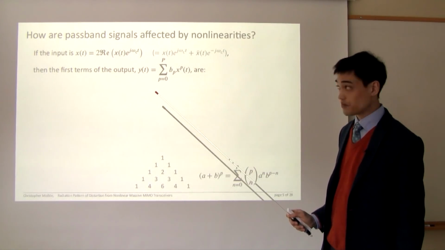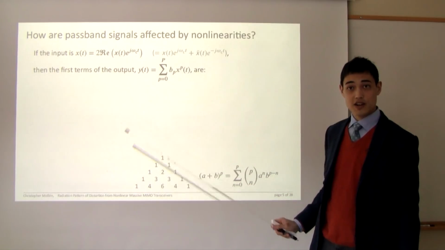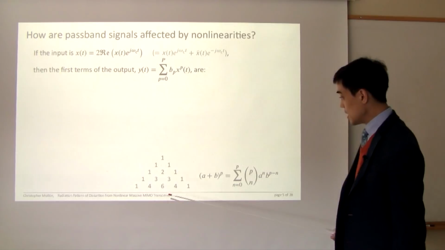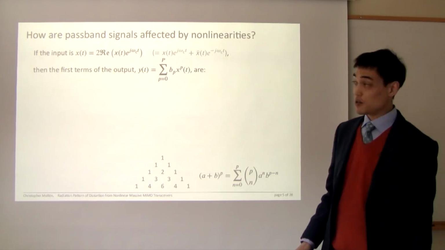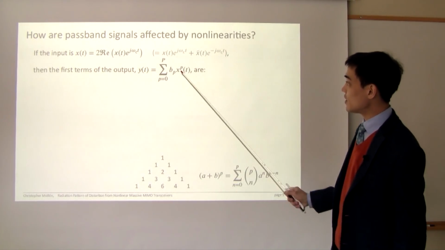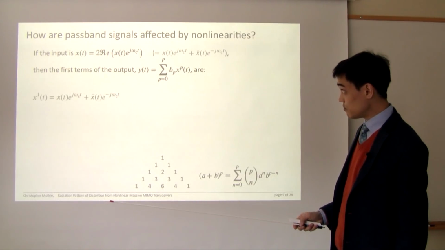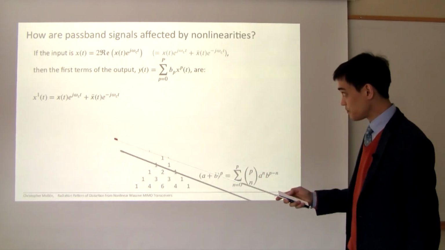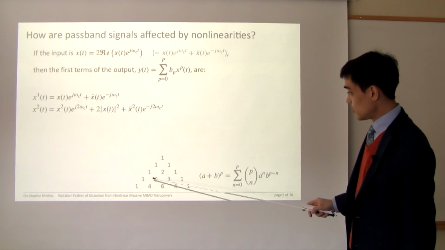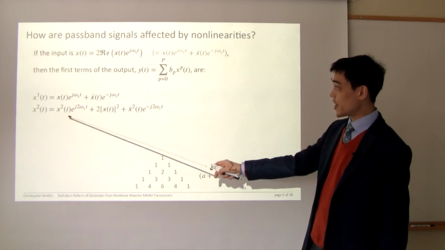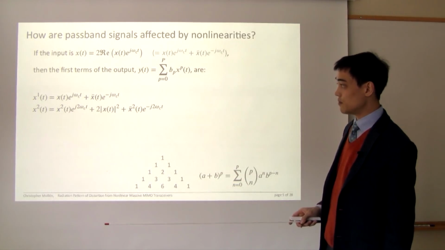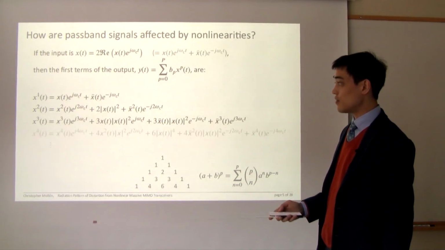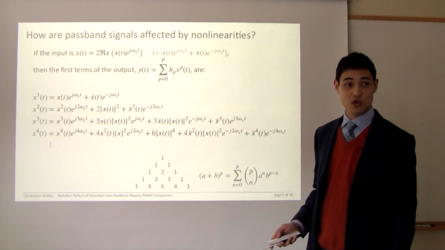Now if we input this to a nonlinearity, then the different terms in this sum will be given by the binomial theorem. So imagine that we input this signal in here. Then the first term will of course be the input signal, the desired signal. The second term will be given by the second row here in Pascal's triangle, as these three terms. And the third term will be this, and the fourth term like this, and so on.